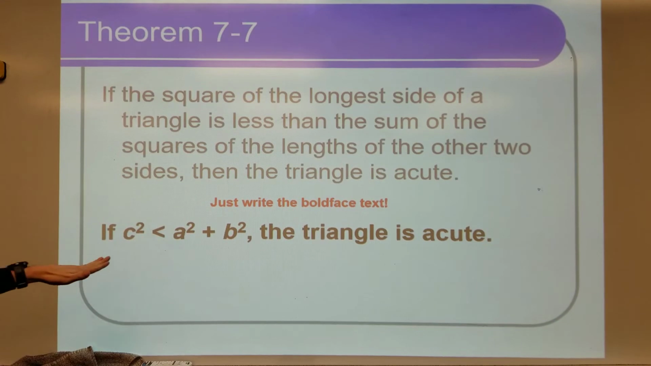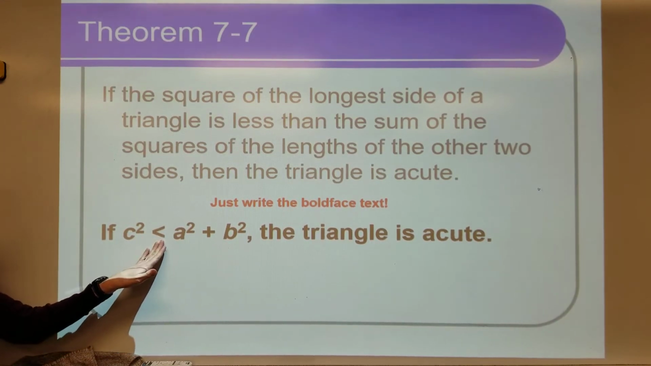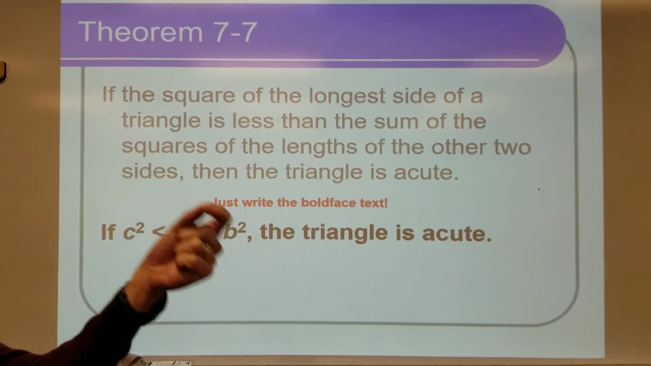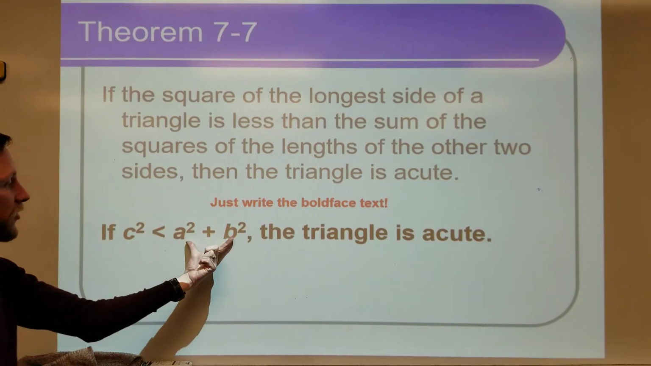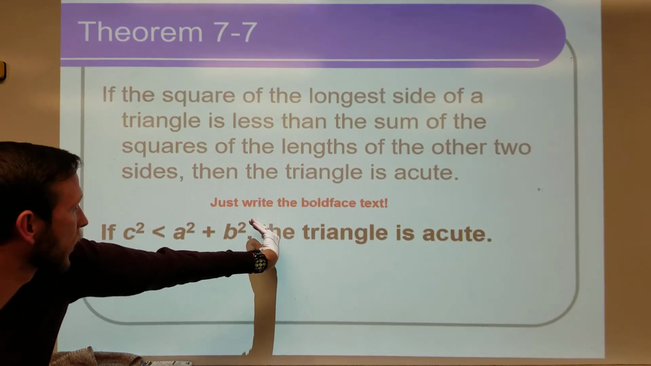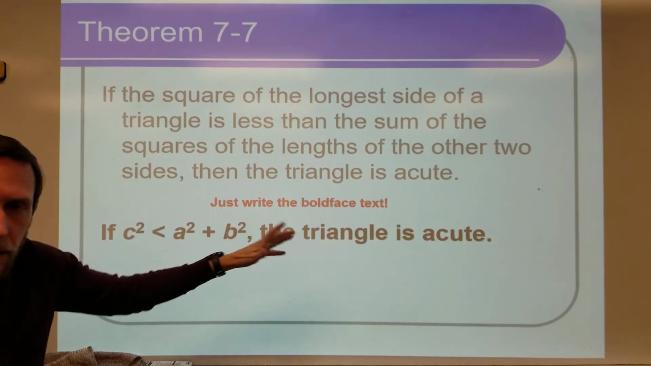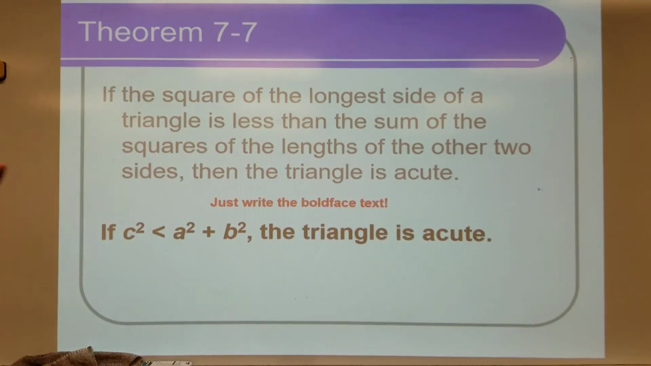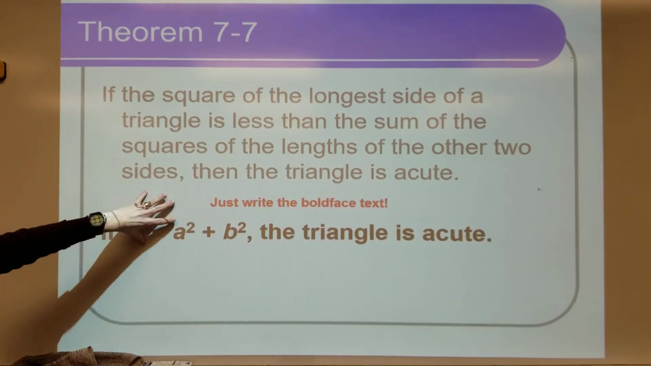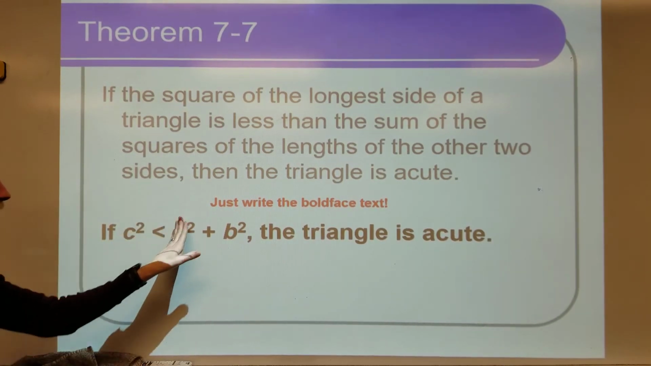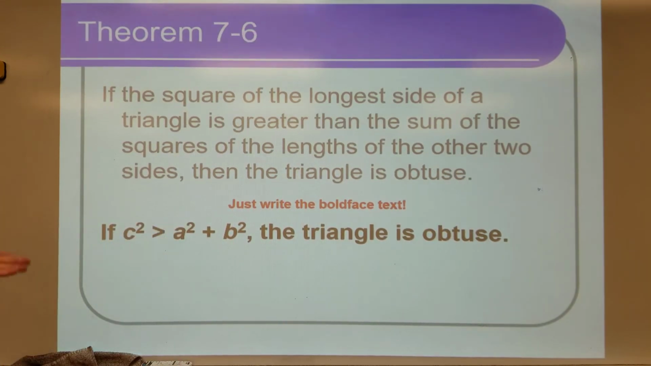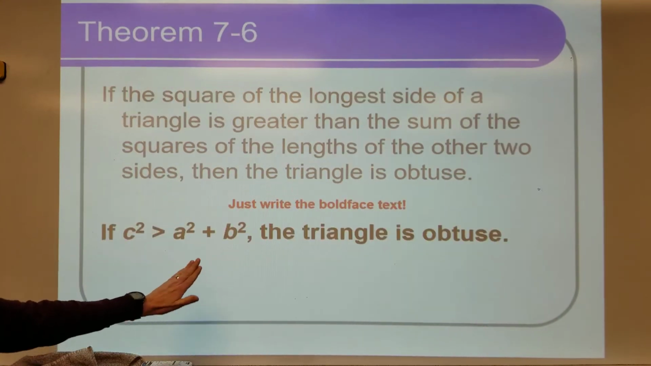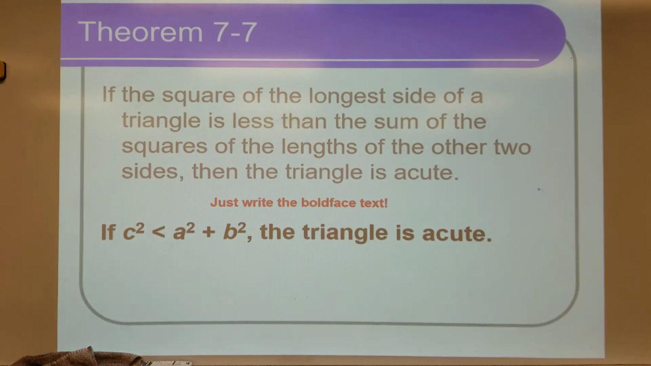And then there is theorem 7.7. If c squared is less than a squared plus b squared, then the triangle is acute. Now here's where students mix this up. We put this first, and then we put greater than c squared for acute. That is backwards. It's factually true, but it messes with our line of thinking. So we want to flip this: c squared equal to a squared plus b squared, right triangle; c squared greater than a squared plus b squared, obtuse triangle; c squared less than a squared plus b squared, acute triangle.